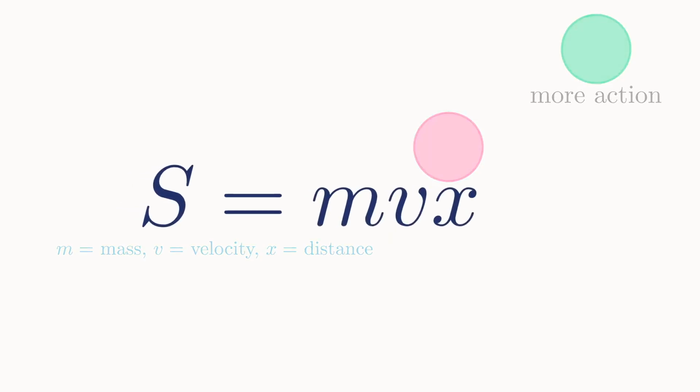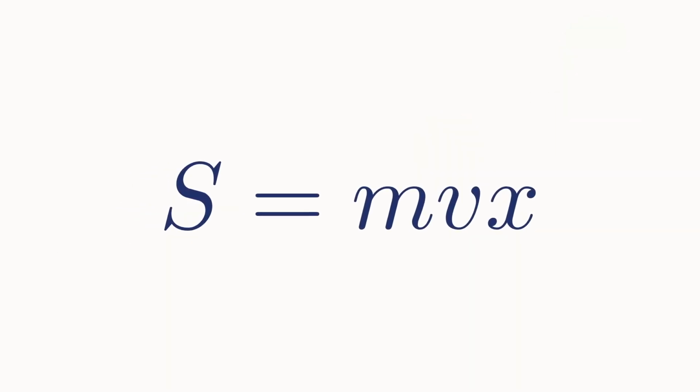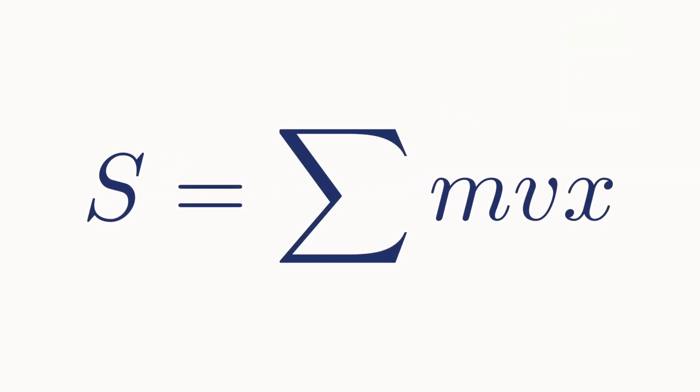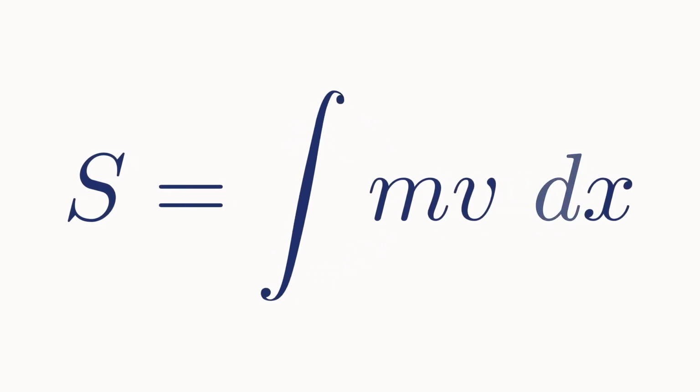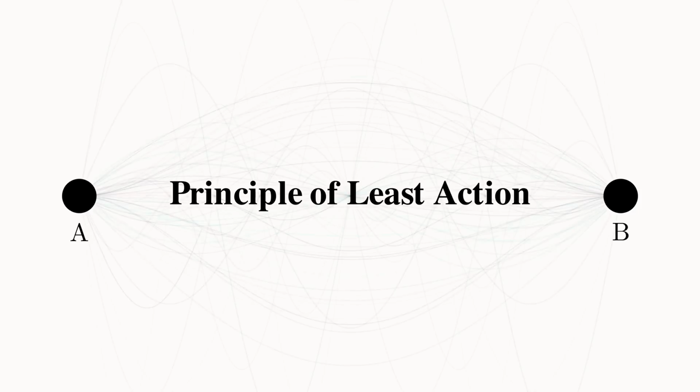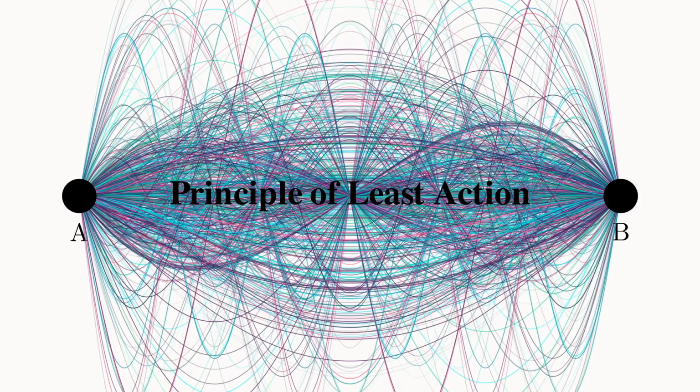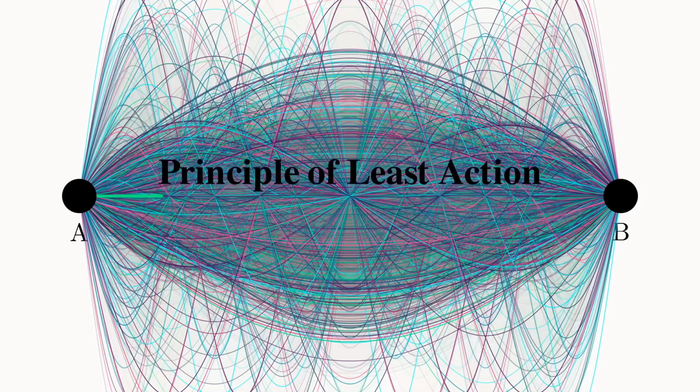So for any part of an object's motion, we can define its action. And to get the total action, we just need to add up all the parts, which in the continuous case turns into an integral. Maupertuis' brilliant insight was to conjecture that all objects obeyed what he called the principle of least action. Of all possible paths that an object can take, the one that it must always take is the one that minimizes the action.